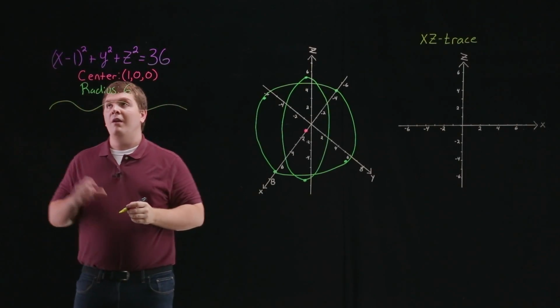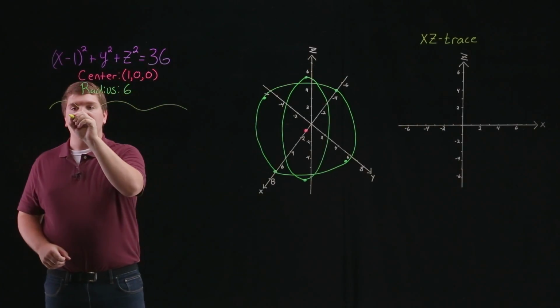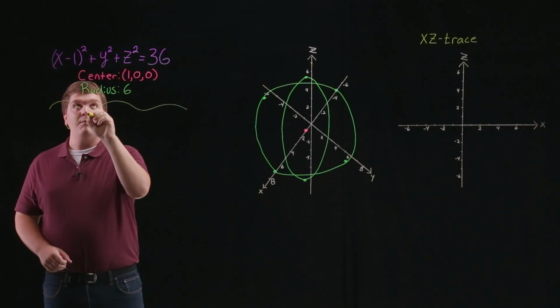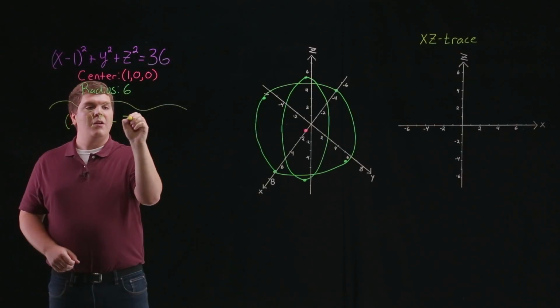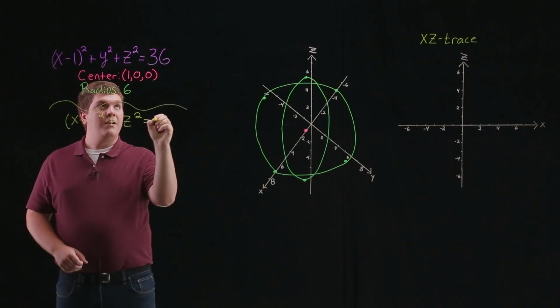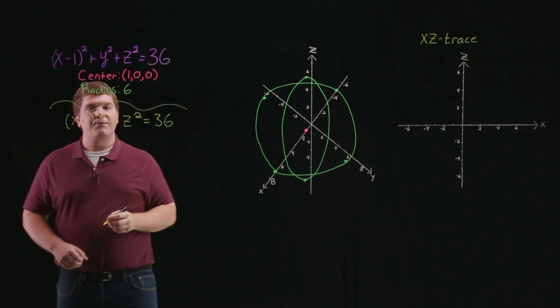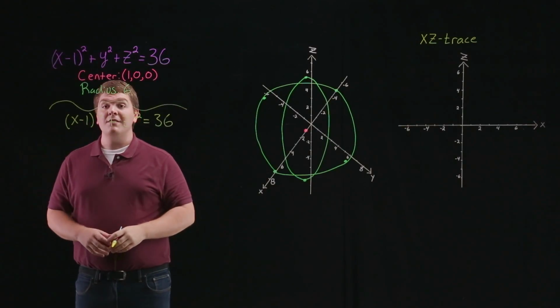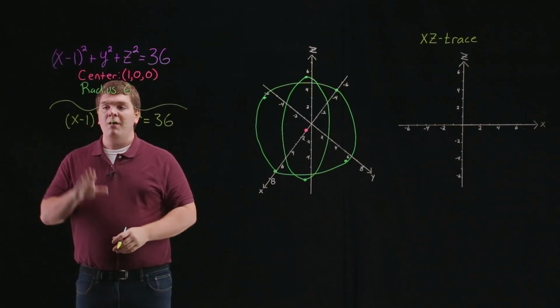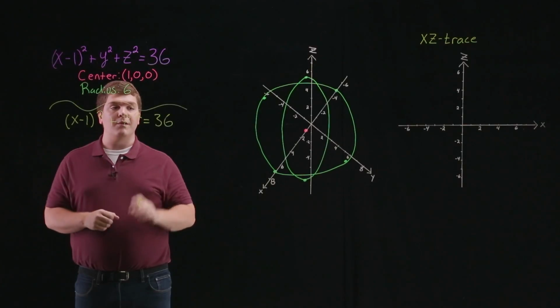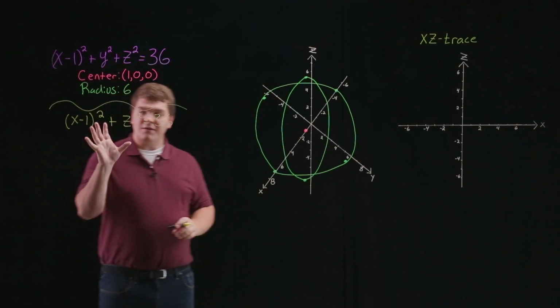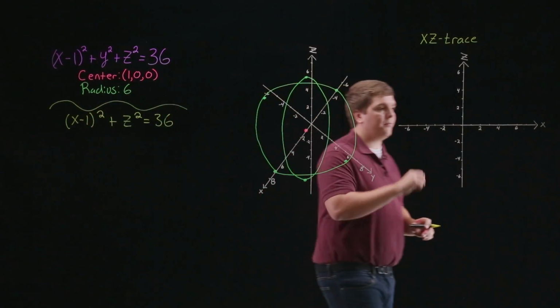y equal 0. So letting y equal 0, our equation is (x minus 1) squared plus z squared equals 36. Now this is actually the equation of a circle with center (1, 0) and radius 6. So let's take this and come over here.